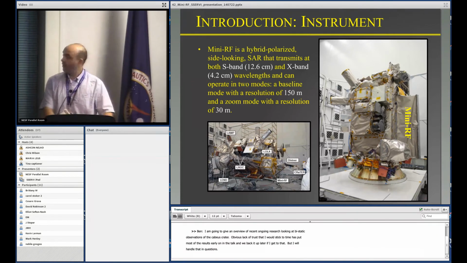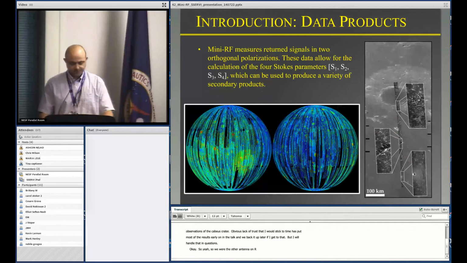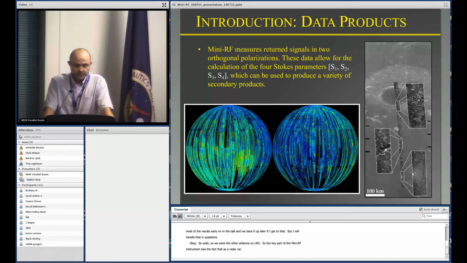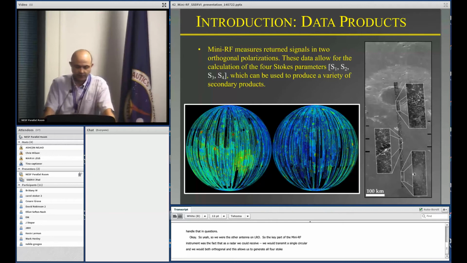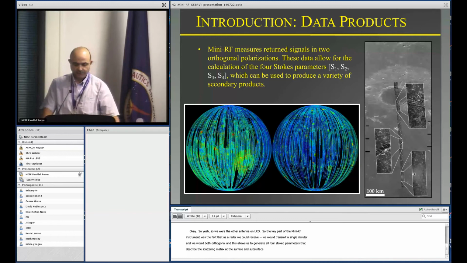Okay, so we were the other antenna on LRO. The key part of the MiniRF instrument was the fact that as a radar we could receive. We would transmit a single circular polarization, but we would receive orthogonal polarizations, both horizontal polarizations and also the phase information between them. And this allows us to generate all four Stokes parameters that describe the scattering matrix at the surface and subsurface, which can be used to produce a variety of scientifically useful secondary products.